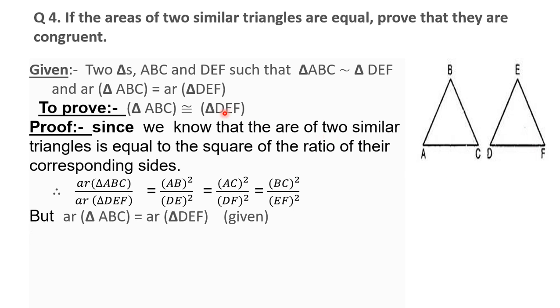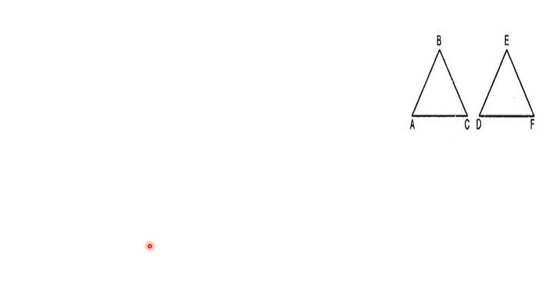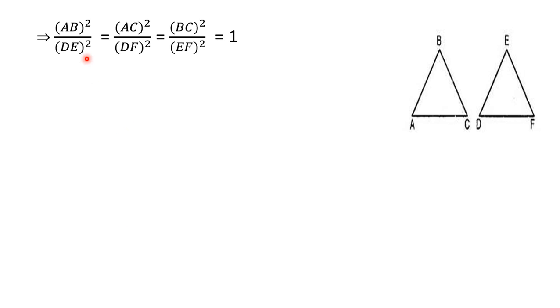But it is given that the area of these two triangles ABC and DEF is equal. So we transpose this area of DEF to the left hand side in the denominator position. So area of triangle ABC upon area of triangle DEF is equal to 1. That means the ratio of the areas of these two triangles is equal to 1.